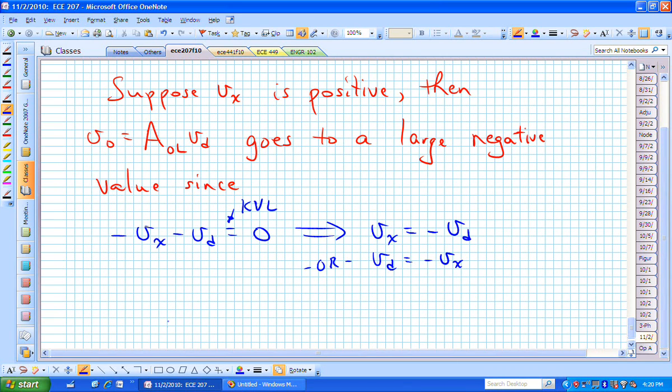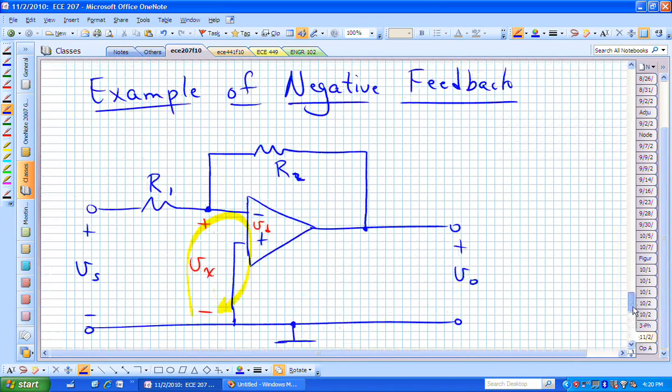And what did we just say V naught was? V naught was A sub OL times V sub D, but V sub D is just minus V sub X. That's why we can say that if V sub X is positive, V sub O is going to become a large negative initially. If that's the case, what's it trying to do? If we go back to this diagram, at the instant that V sub X is positive, that creates a large negative at V naught. What's R2 doing? It's actually trying to push that negative voltage that it sees back around to V sub X. If V sub X was positive, it's actually saying, get smaller, get smaller with this large negative signal that it's applying back through R sub 2.